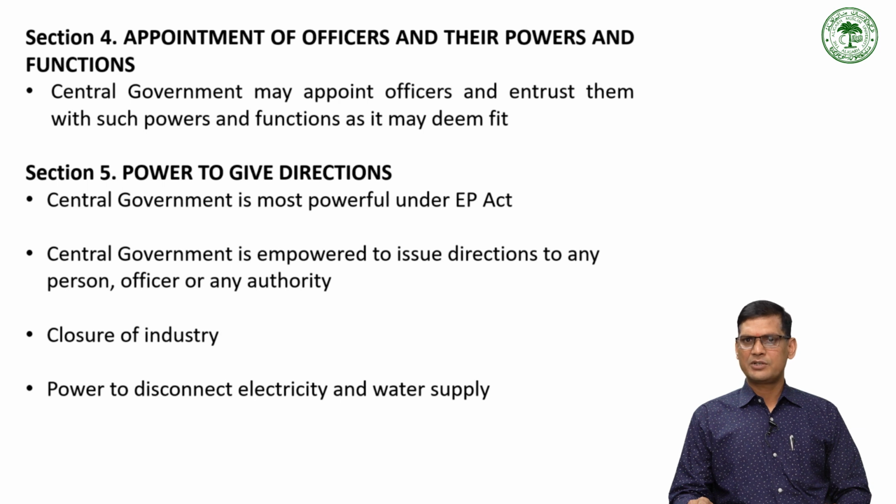Section 4 of the Act deals with appointment of officers and their powers and functions, and it states that the central government may appoint officers and entrust them with such powers and functions as it may deem fit for the purpose of the Act. Section 5 deals with the power of the central government to give directions. In the Act, the central government is most powerful and is empowered to issue directions to any person, officer or authority for closure, prohibition or regulation of any industry, operation or process leading to environmental degradation. It also provides power to disconnect electricity and water supply for polluting industries.